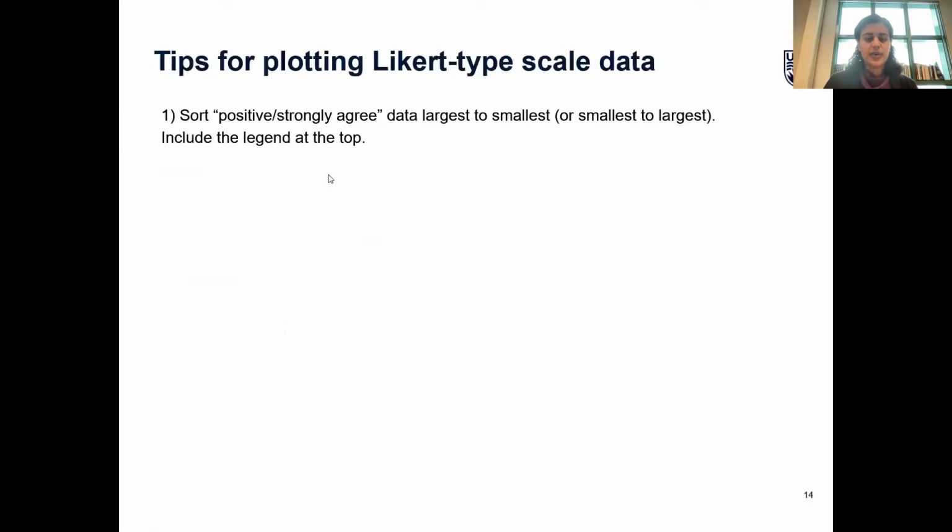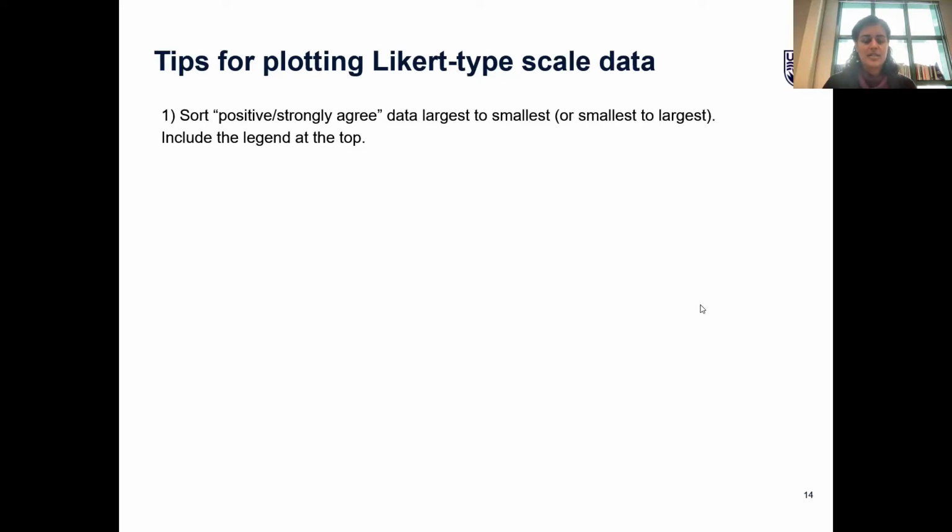So we'll just touch briefly on particularly highlighting Likert scale data or Likert type data. And two tips or tricks that we have for how to best do that. So the first is sorting data from largest to smallest, particularly sorting your strongly agree or your positive or one extreme of your scale, and then sorting your data from largest to smallest.